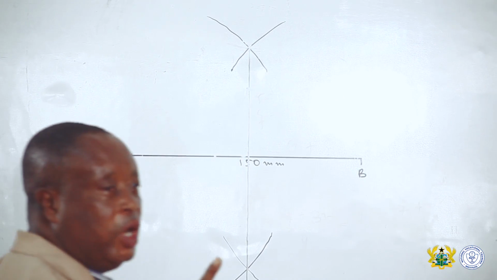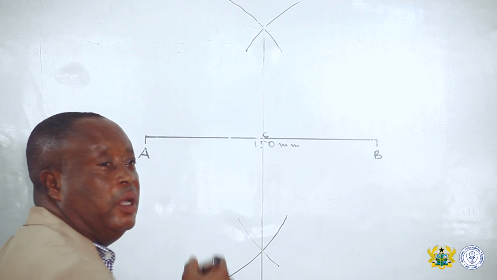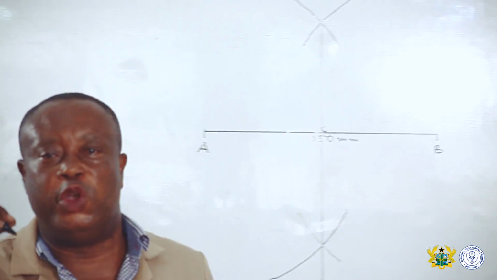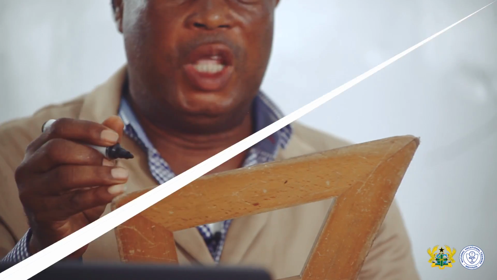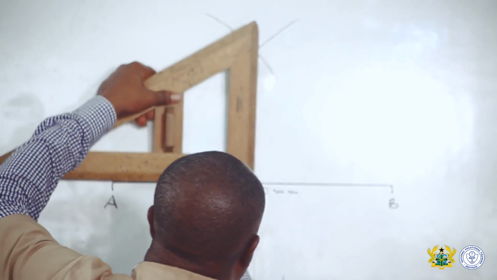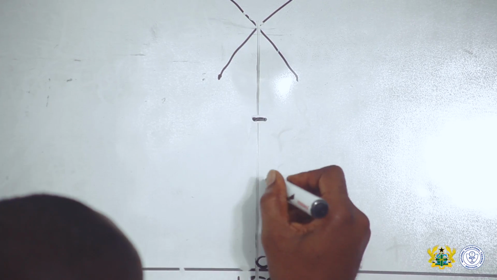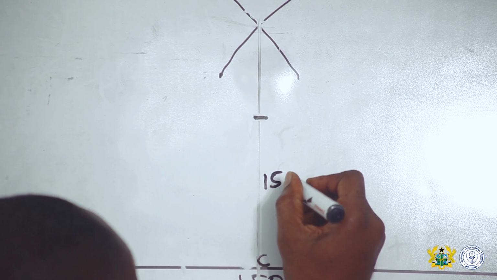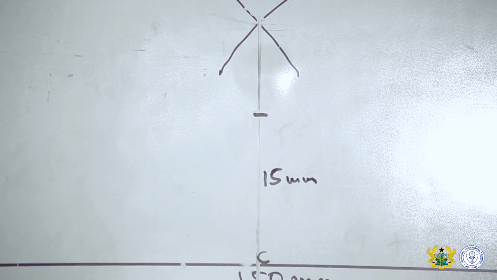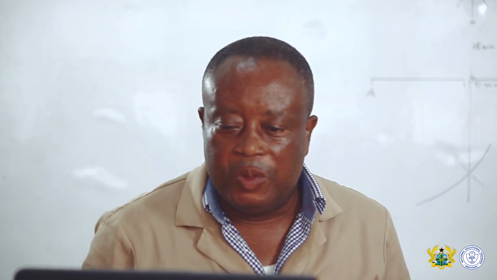Step 4, you label your perpendicular bisector C, then you mark the height of your lintel. Then you take 150 divided by 10 scale to be 15. So we mark 15 millimeters to be the rise of our arch construction. That's step 4.